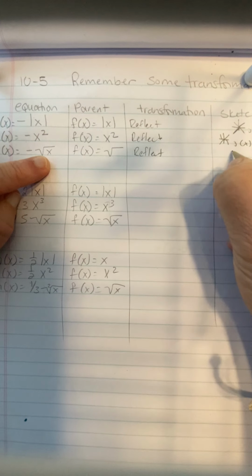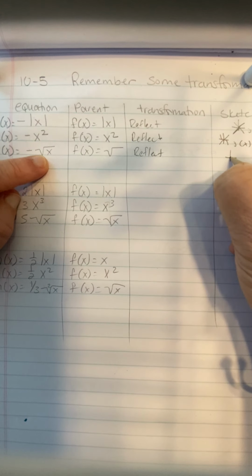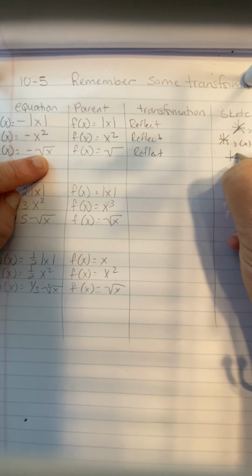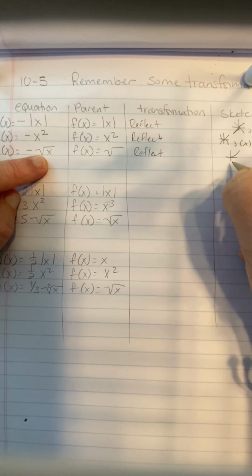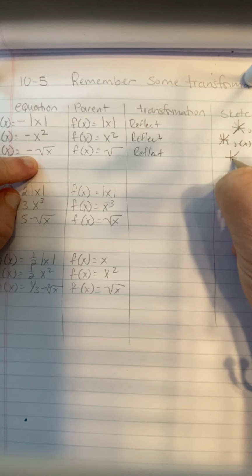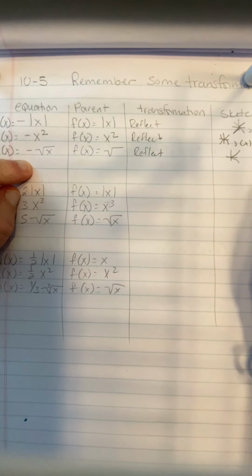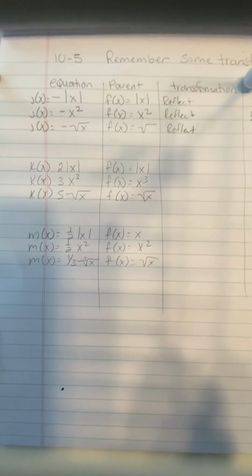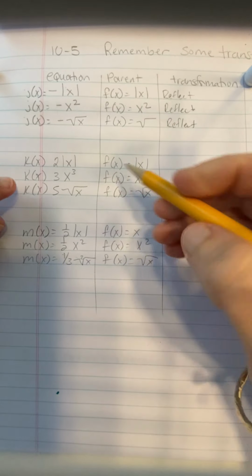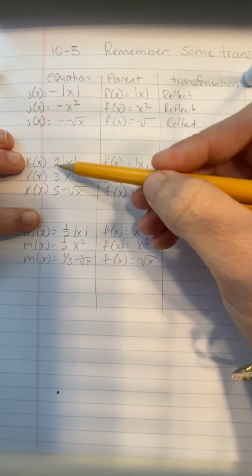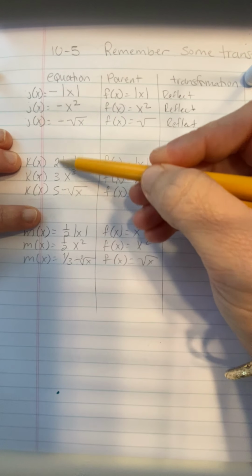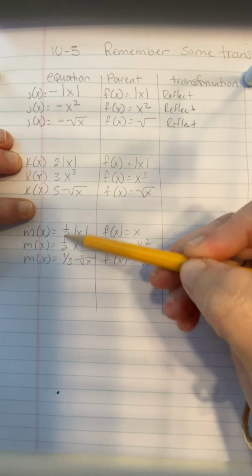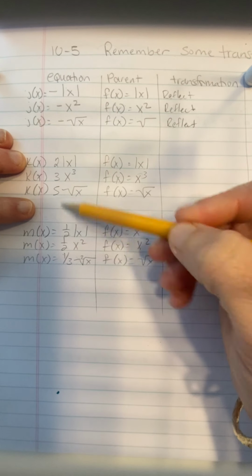Here, the basic square root function looks like that, and I'm going to end up flipping it, so it's going to look more like that. Okay, now let's talk about vertical stretches and vertical shrinks. If you notice here, all of these numbers are larger than 1, and then down here these numbers are smaller than 1. So that's the big difference here.